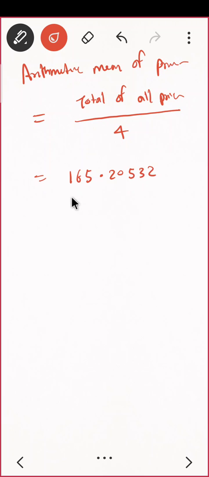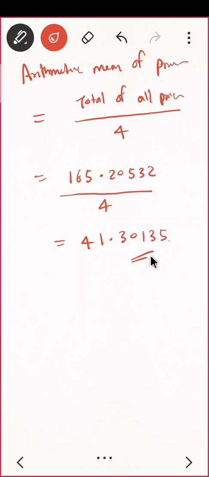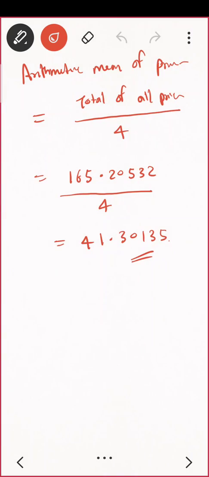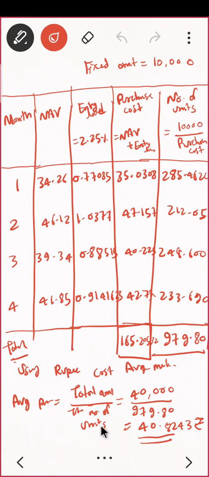165.20532. I didn't take that many digits, I kept it up to 20, it will still work, no issue. Divide by 4 and the answer will be 41.30135. So let us compare. The arithmetic mean is coming to 41, and using the rupee cost method you are getting 40.824, correct? So which one is the best? This systematic investment plan. No, the arithmetic mean is the best. In the arithmetic mean you are paying 41 rupees, and using the rupee cost method you have to pay only 40.832.